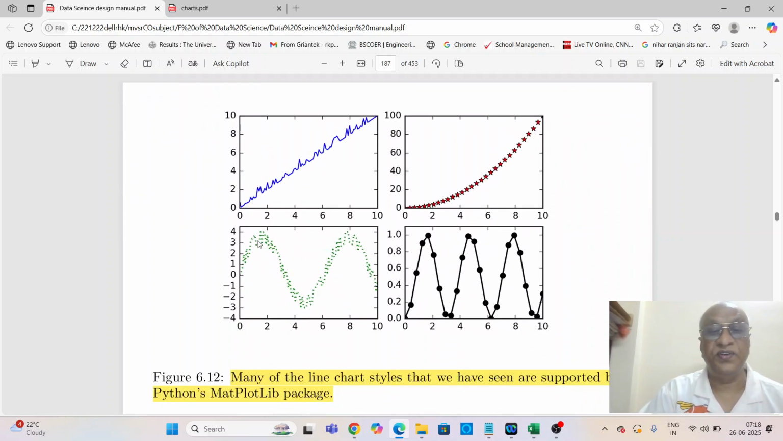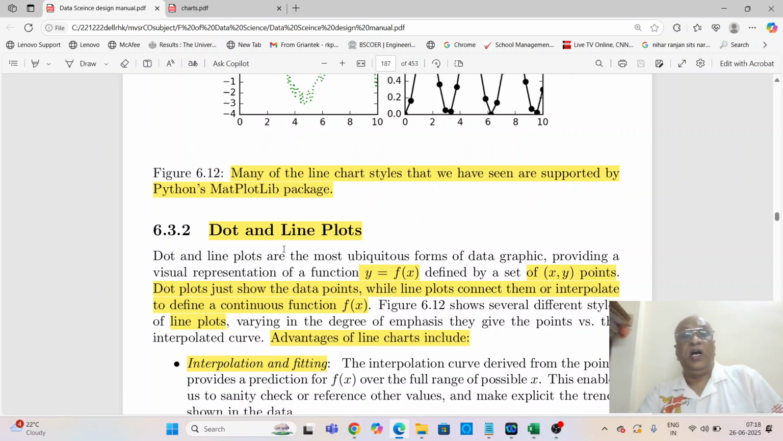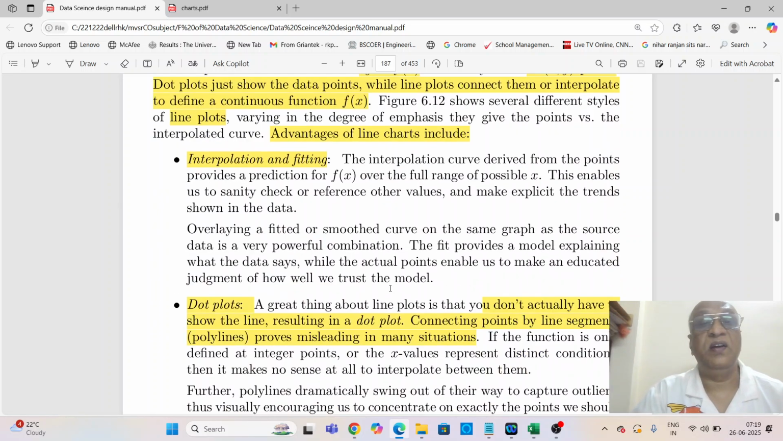These are the various forms of line charts. And for line charts, you know that there are a lot of support libraries in Python and R. For example, Python has the matplotlib package. Now I also know that there is a similarity and a subtle difference between dot and line plots, and usually they are used to depict relationships like in the form of y equals f of x. Dot plots basically show the data points. Line plots show the continuous function.